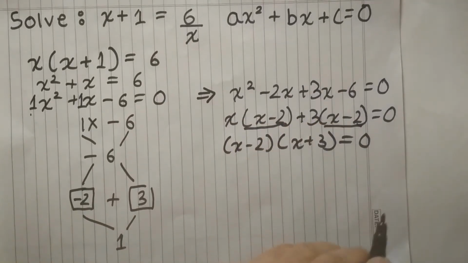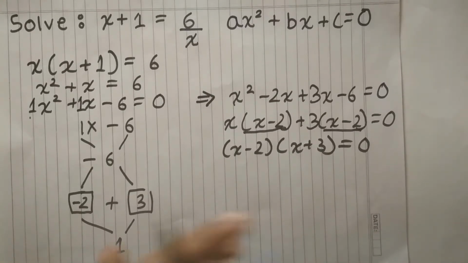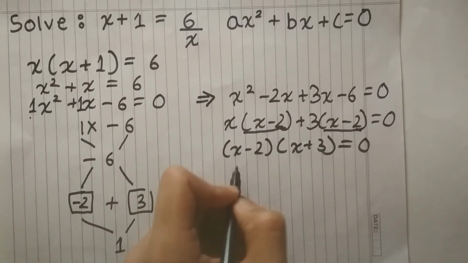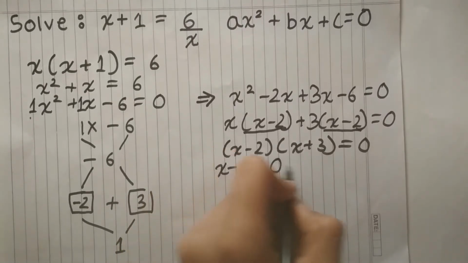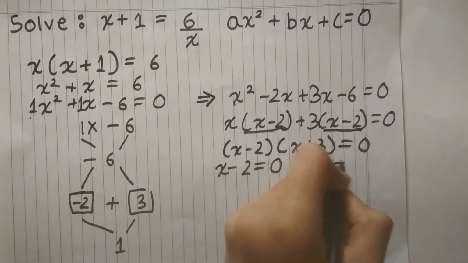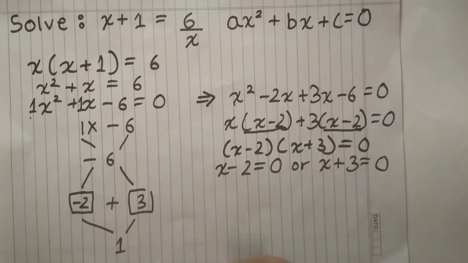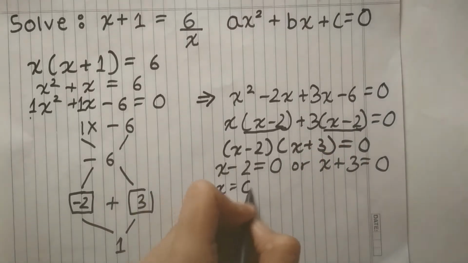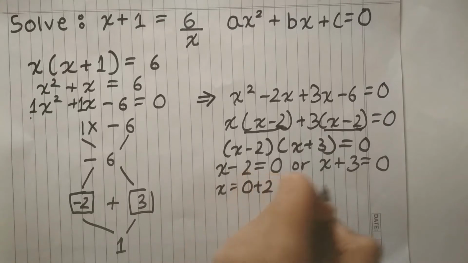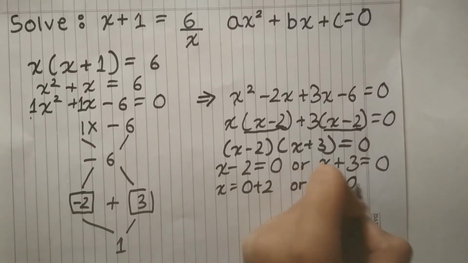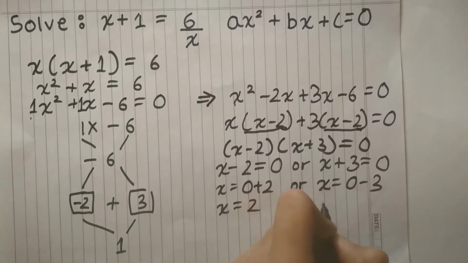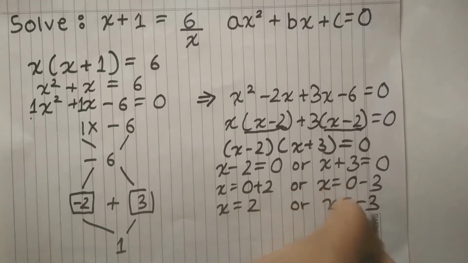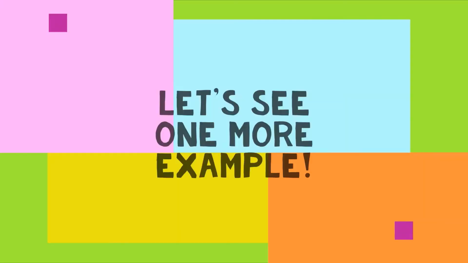So any number multiplied by 0 is 0. So either of these can be 0. x minus 2 is equal to 0, or x plus 3 is equal to 0. So x equals 0 plus 2, or x equals 0 minus 3. x equals 2 or x equals minus 3. And we have solved this question. Let's see one more example.